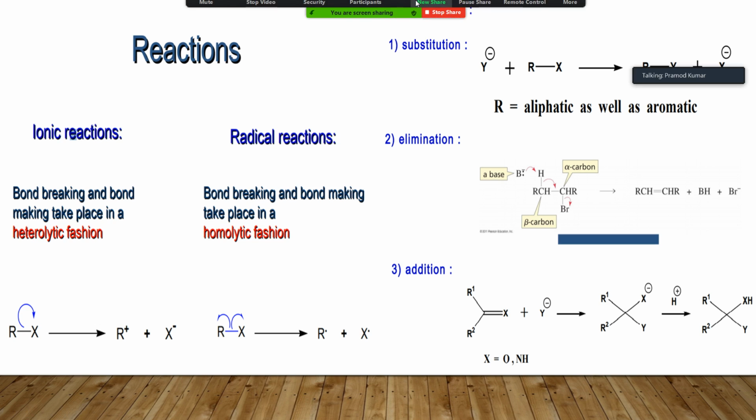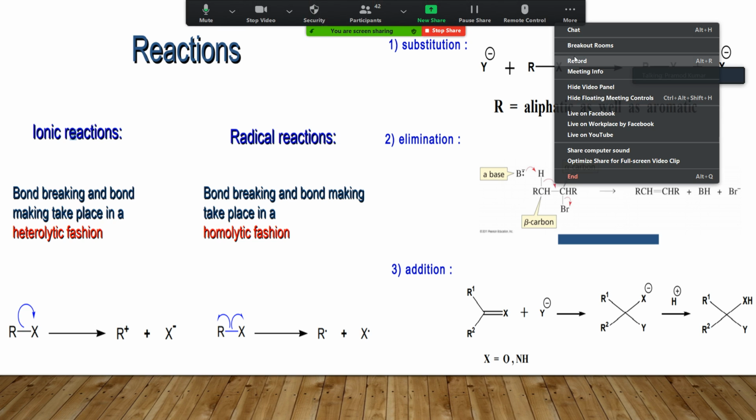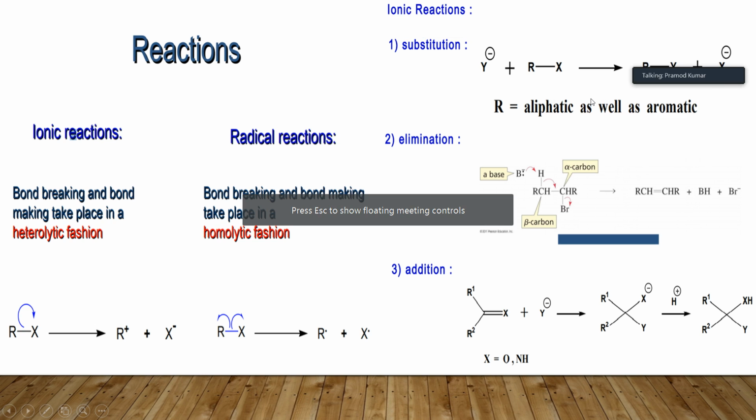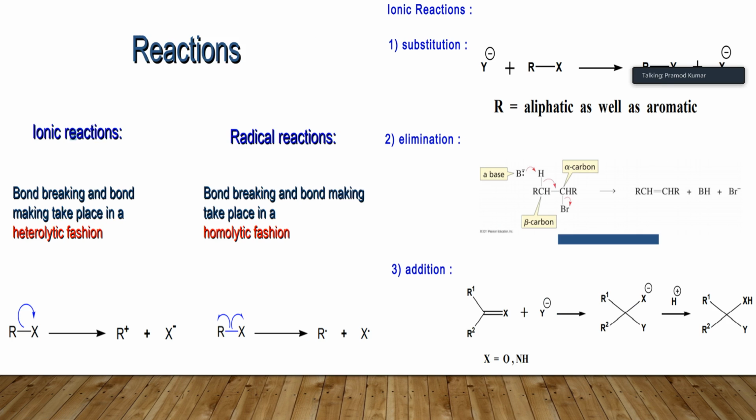Now let's go for different types of ionic reaction. There will be substitution reaction, then elimination reaction and addition reaction. Substitution reaction is the reaction where one of the substituents from the substrate is replaced by another reagent to give you a product. So that is known as substitution.